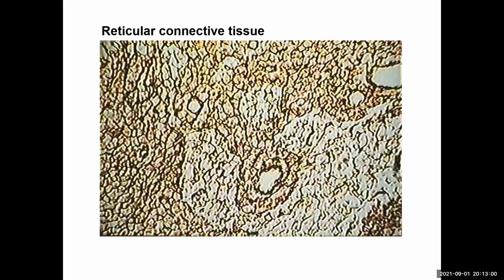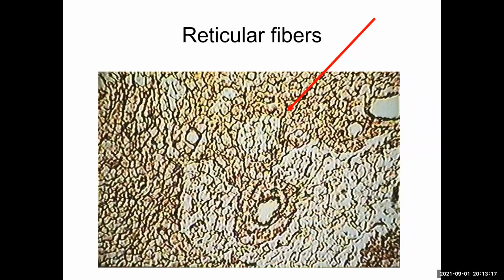All right, and then the third type of loose connective tissue is the reticular connective tissue. And you can see there's all these little compartments all over the place. Compartment, compartment, compartment. Okay, so these black lines here, that's going to be your reticular fibers.